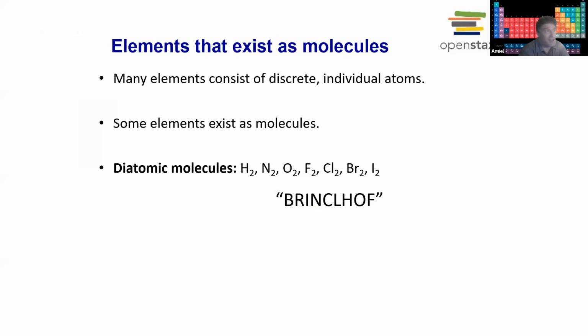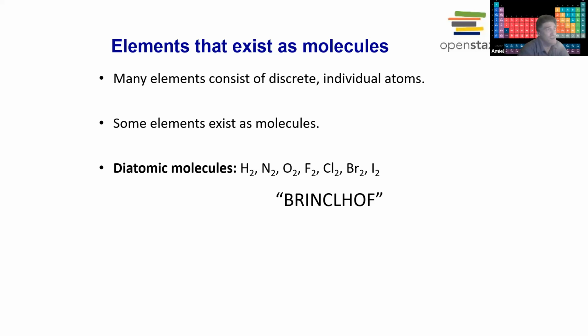Some elements on the periodic table exist as molecules in their natural state. For example, hydrogen. There aren't H atoms in nature. There is only H2. There aren't oxygen atoms in nature. There is only O2 as a molecule.